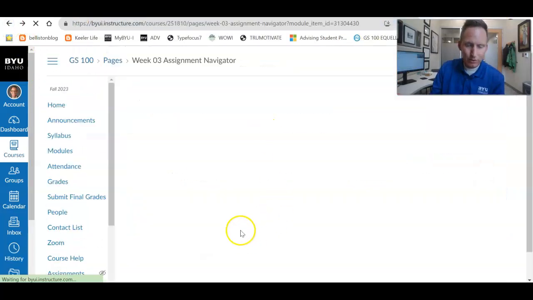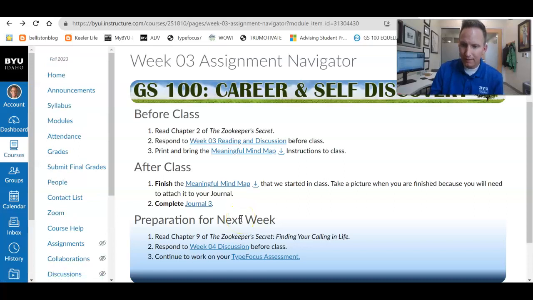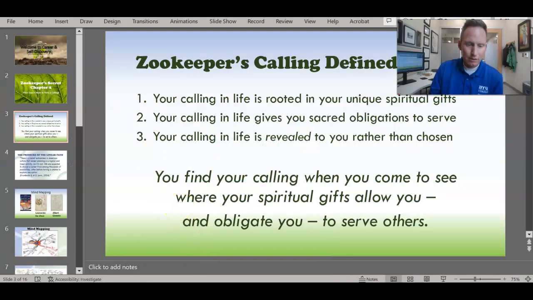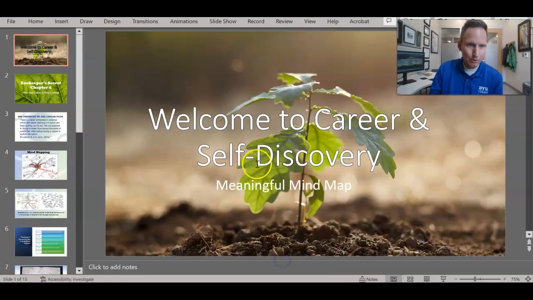So let's dive into the slides and the topic of the day. Let me get the right slides pulled up here. So here's the slides for week 3, the Meaningful Mind Map week.